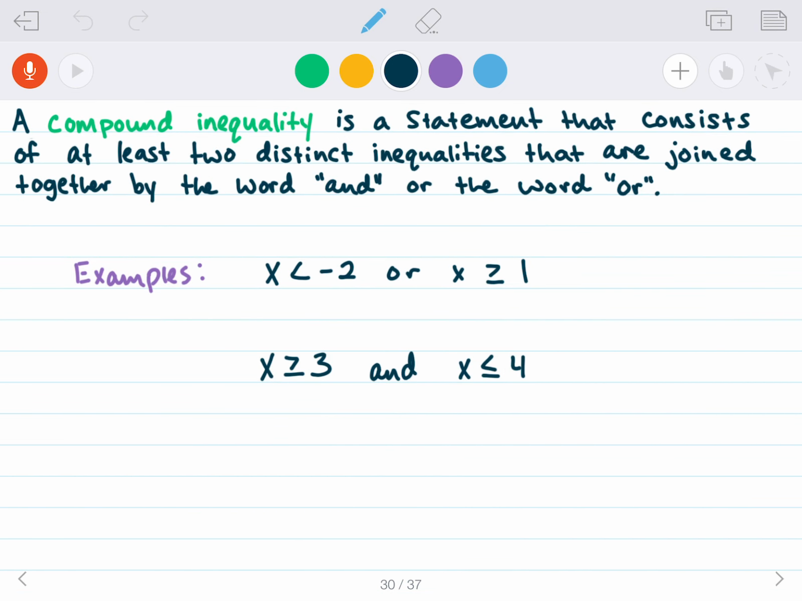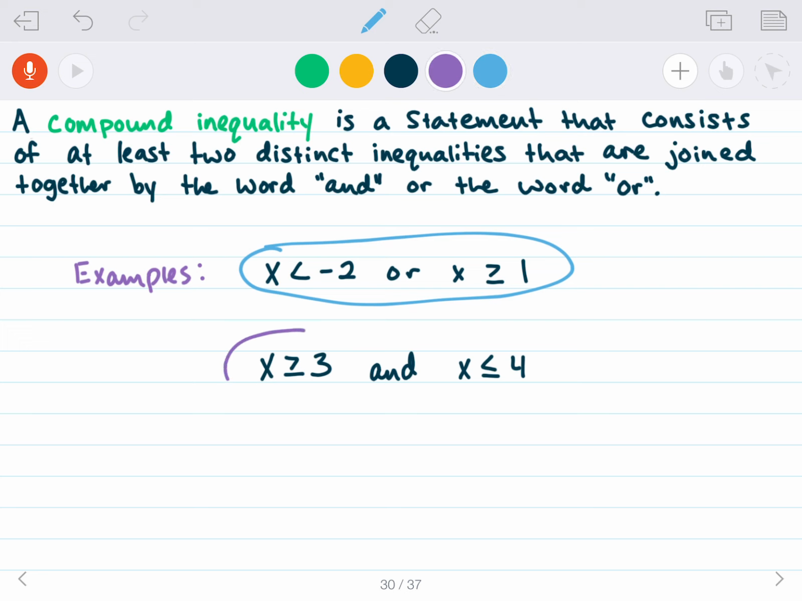Okay, let's talk about something called compound inequalities. A compound inequality is a statement that consists of at least 2 distinct inequalities that are joined together by the word and or the word or. So for example, this would be considered a compound inequality. It says x is less than negative 2 or x is greater than or equal to 1. With these types of inequalities, we only care if one of them is true because of the or.